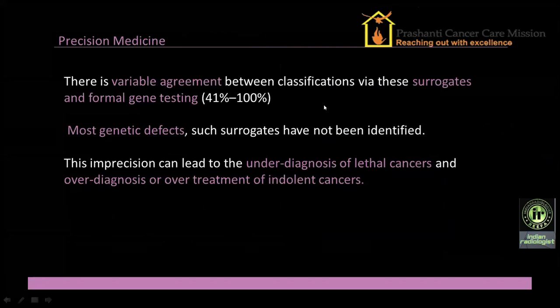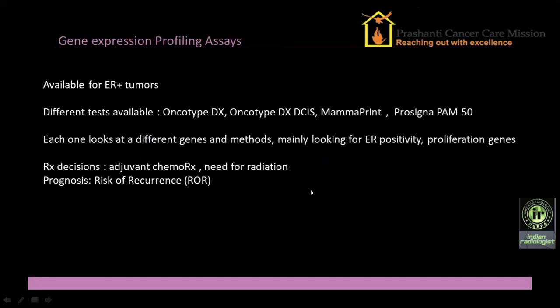Now, the problem is that there is variable agreement between these surrogate markers and the formal gene testing, and the agreement can be as low as 41%. And most genetic defects will not have surrogate markers identified. Therefore, there will be some imprecision to our diagnosis if we rely entirely on these surrogate markers, which will lead to underdiagnosis of lethal cancers, and overdiagnosis and overtreatment of indolent cancers. And therefore, gene expression profile assays will help us in resolving this issue.